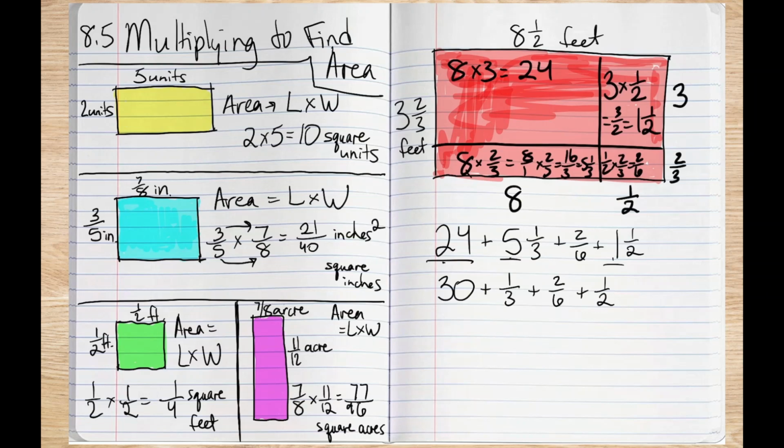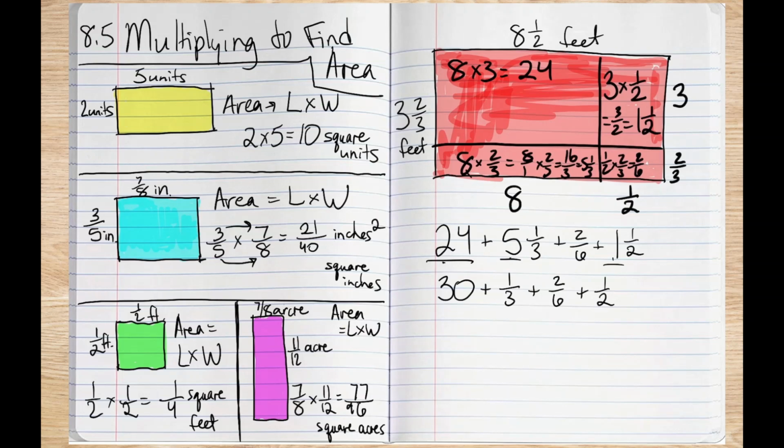So looking at all of this, I can see that my answer is going to be bigger than 30. Not a lot bigger, but it's going to be 30 and a fraction. Maybe I can put my fractions together and get a whole number, so I could be 31 and a fraction. But I know my answer is going to be around 30.